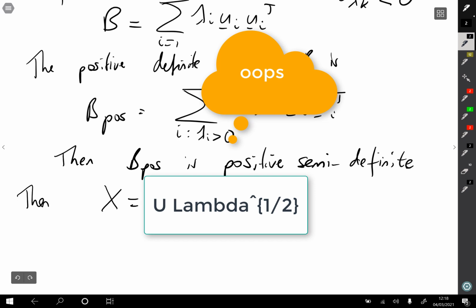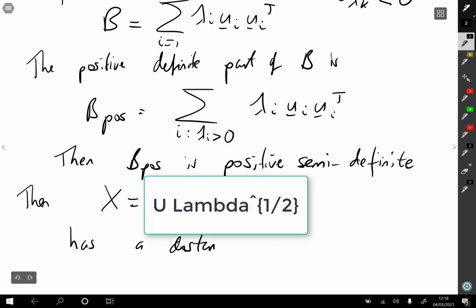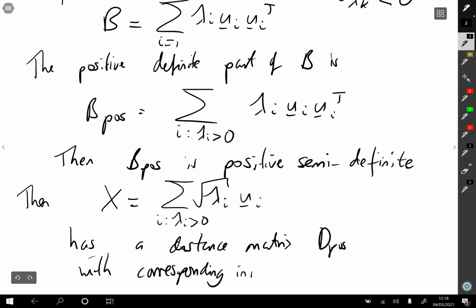We get a data matrix X which has a distance matrix with corresponding inner product matrix B pos.